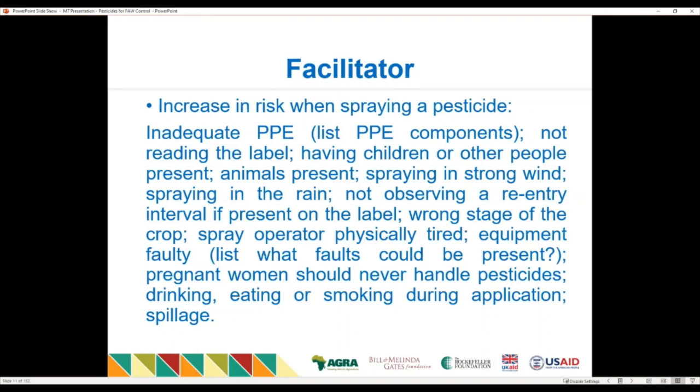So, how can one increase the risk when spraying with a pesticide? And this is just not an exhaustive list, but this is something that probably the farmers might come up with themselves. And I'm not going to discuss the list. You can go through it and then discuss these issues during training sessions.